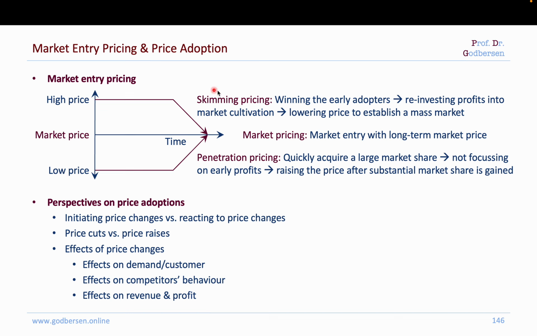Going in with a high price, that is called skimming pricing. The idea is you want to win the early adopters. When you go in with a new product, with the early adopters, you make a profit margin. This profit margin you reinvest into your market cultivation. And then when your market becomes a mass market, going out of the niche of the early adopters and changing into a mass market, you go down with the price to attract, let's say, the normal people and sell to them.